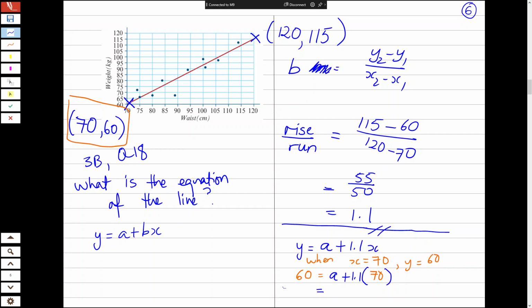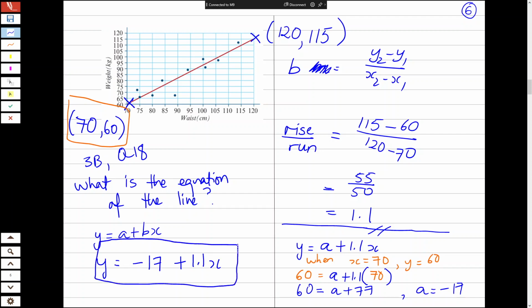Okay, so now you can solve this equation for a. 60 equals a plus 77. And that implies a equals negative 17. And now I can replace a and b. Y equals negative 17 plus 1.1x. This is a year 10 calculation, but that's a pull out of my brain.